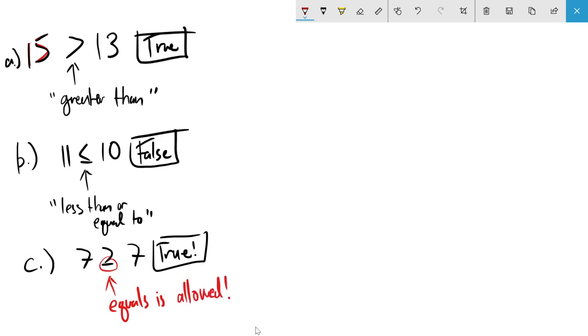Right? And so if they're equal, then the statement is still true. Yeah? If it would have been written as 7 is greater than 7, would that be true? No, that would be false. Okay. All right. And then what was the last one there? Is 41 less than 42? Certainly. Yeah, so that one's true as well.